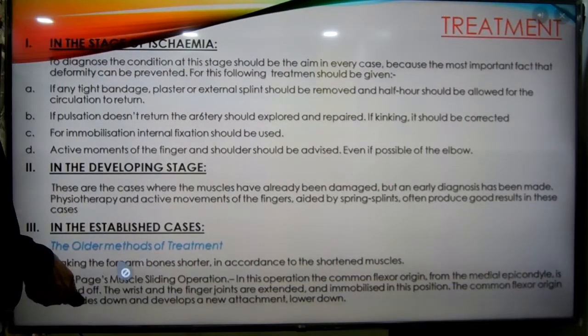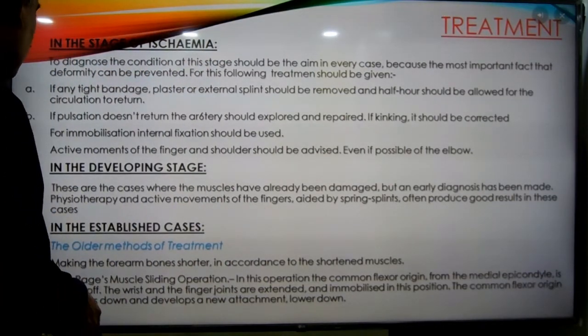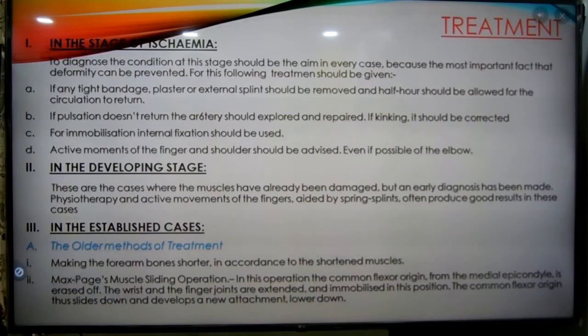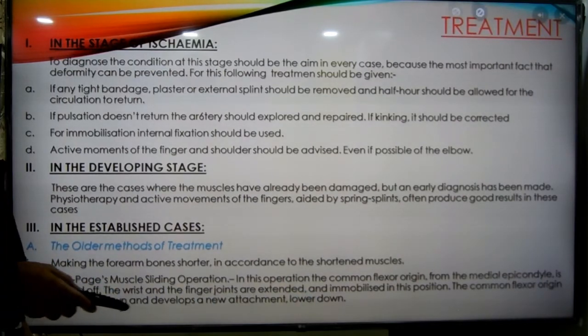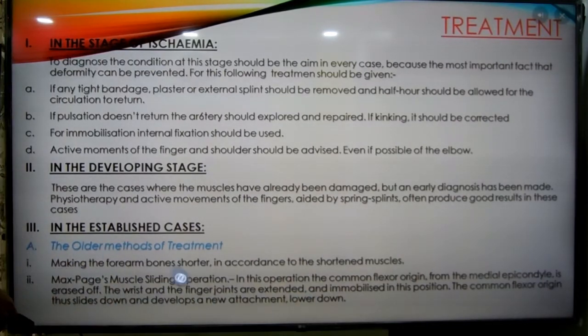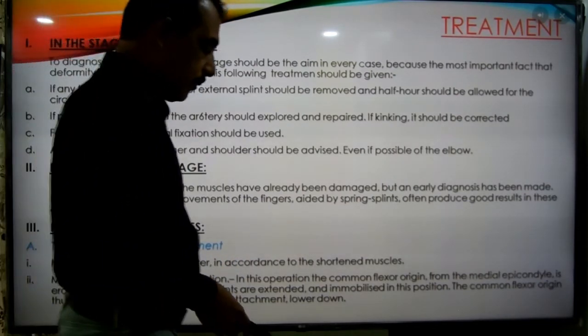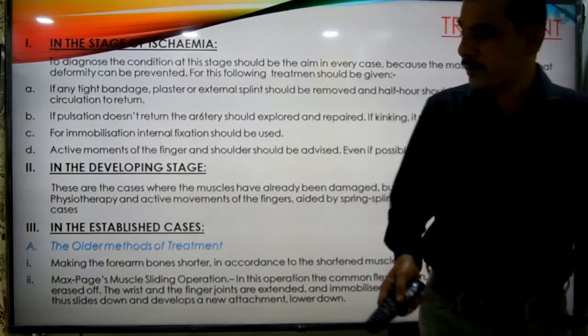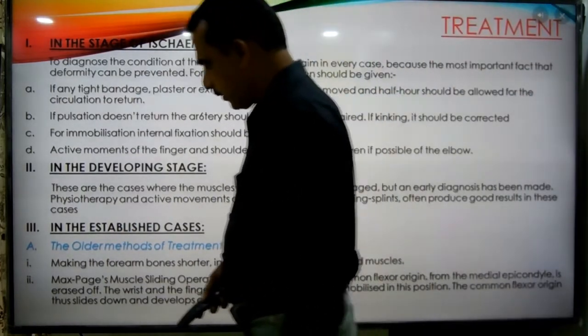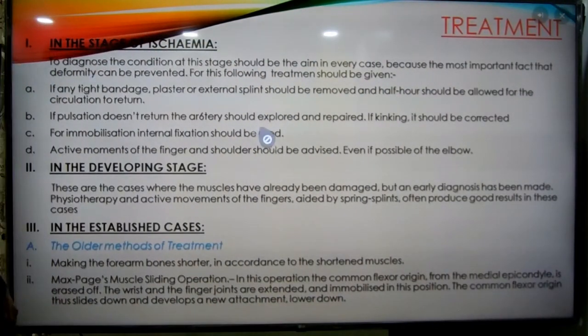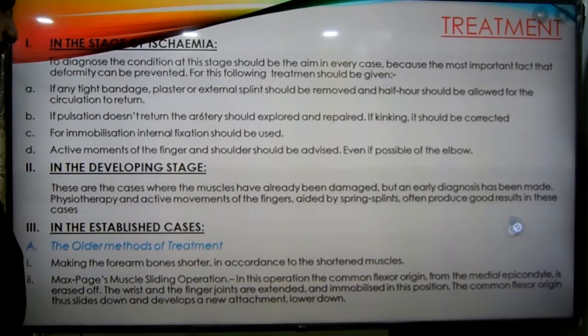Then in the established cases or the developed cases, there are two methods of treatment. One is the older method of treatment, and the second is the modern method. In the older methods, the first one is making the forearm bone shorter in accordance with the shortened muscles.